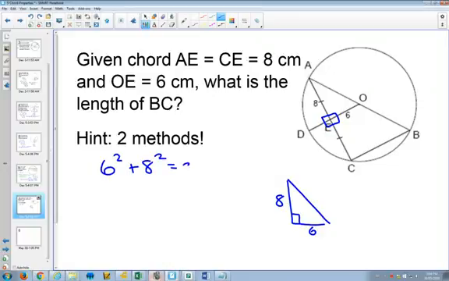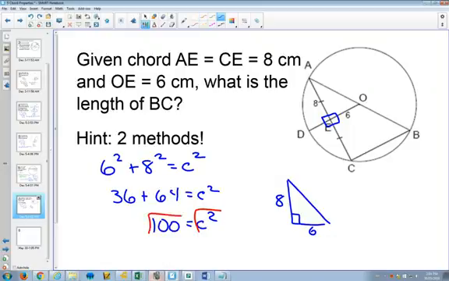6 squared plus 8 squared would equal 100, and you would square root both sides. So we found out that our radius is 10. That means this is also 10 over here.